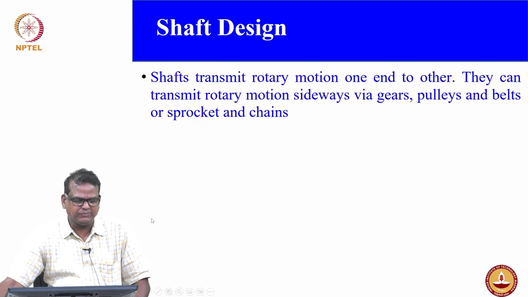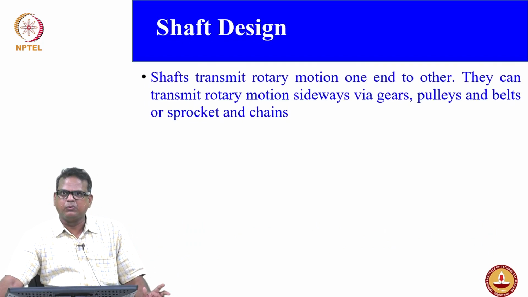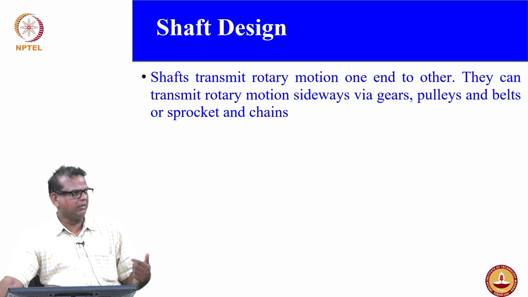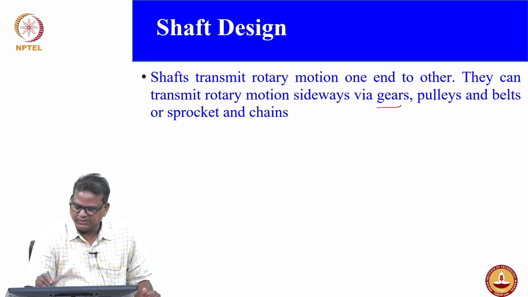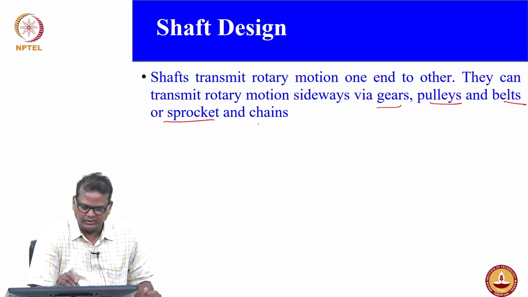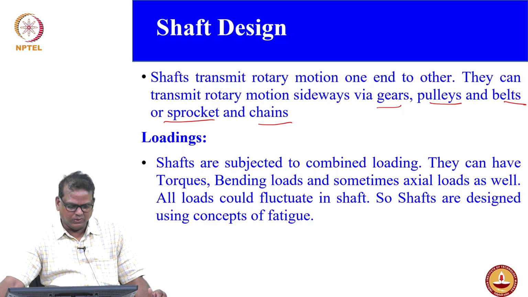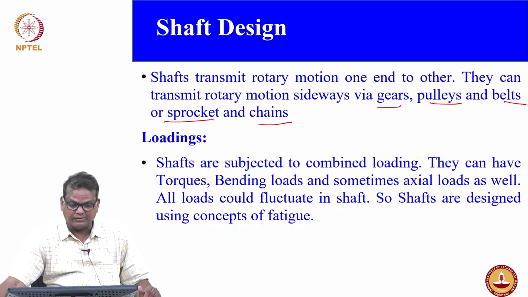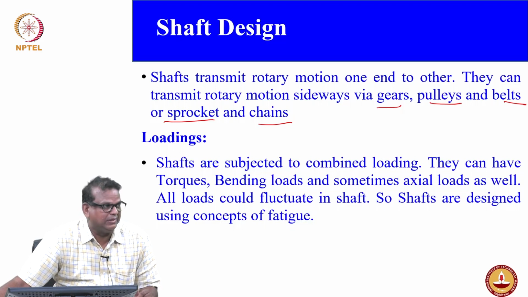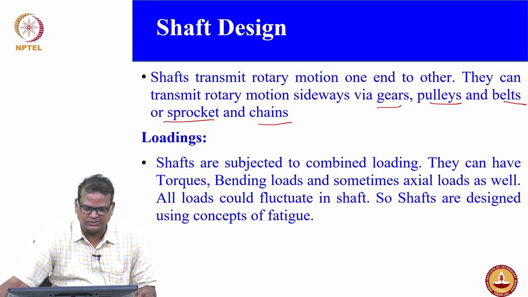Right. The purpose of the shaft is to transmit rotary motion from one end to another. They can transmit rotary motion sideways by an arrangement of gears, pulleys, belts, sprockets and chains. Loading can be different. The shaft is generally subjected to combined loading. They can have torque, bending loads and axial loads also. So all loads could fluctuate in the shaft. So shafts are designed using the concept of fatigue, which is a dynamic failure aspect. We have to do the shaft design.